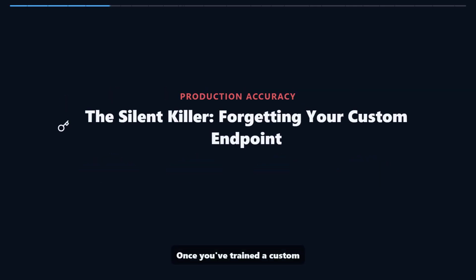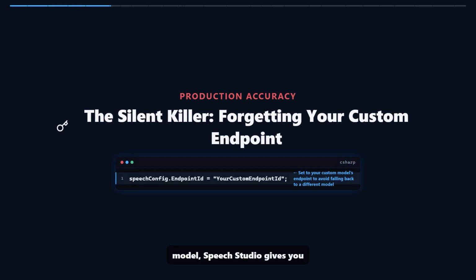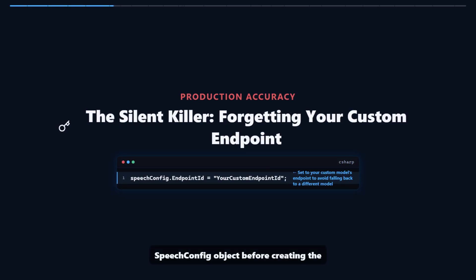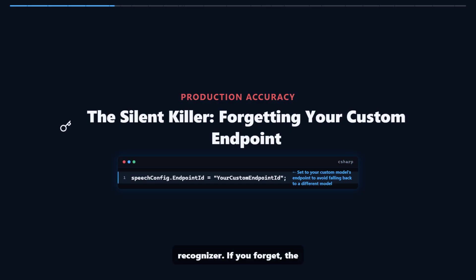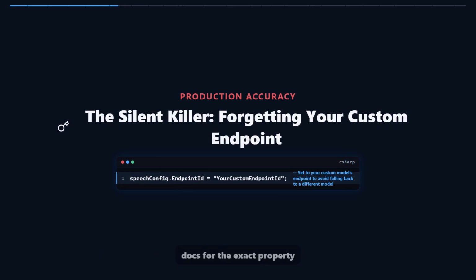Once you've trained a custom model, Speech Studio gives you an endpoint ID. You need to set that on the speech config object before creating the recognizer. If you forget, the service could use a different model, and that's when duct becomes duck. Always double-check the SDK docs for the exact property name in the version you're using.